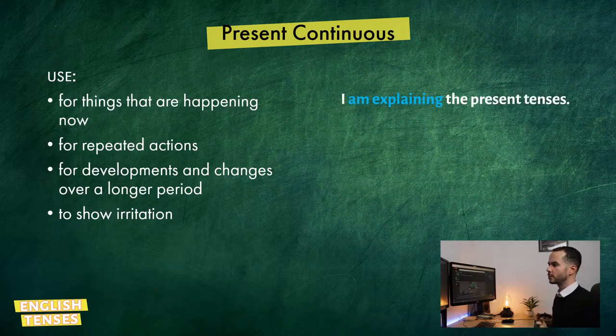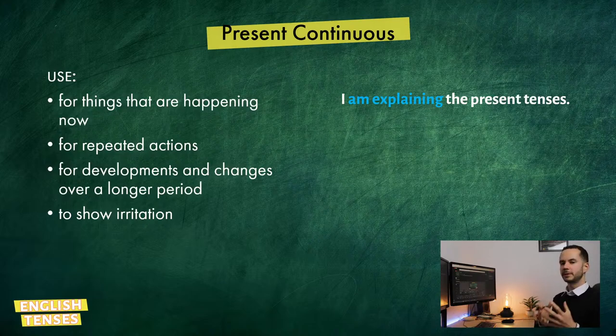So here are the examples with present continuous. As I mentioned, we use it for things that are happening now. So in this case, I am explaining the present tenses. This is something that's happening now as we speak. Repeated actions.